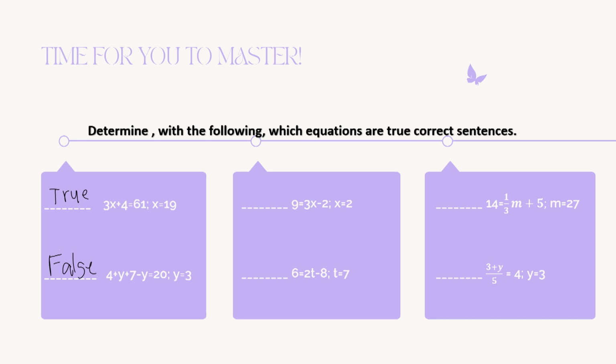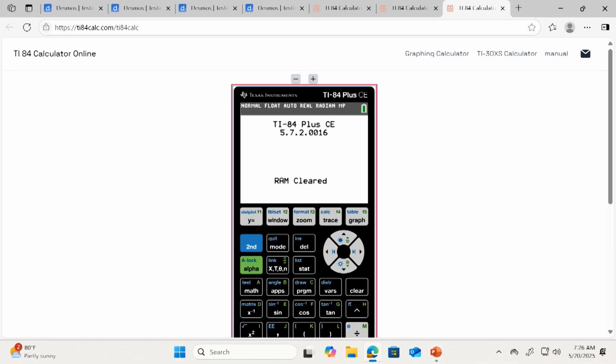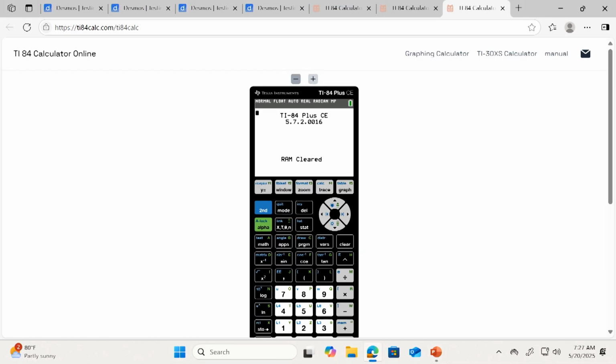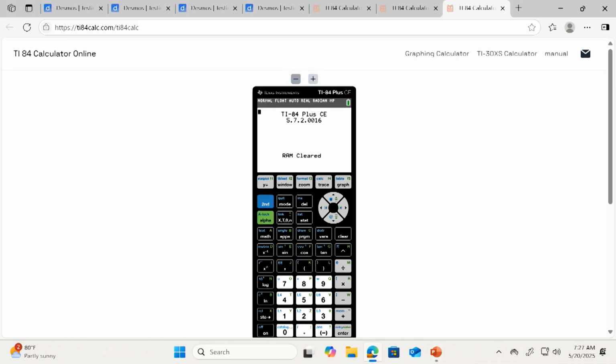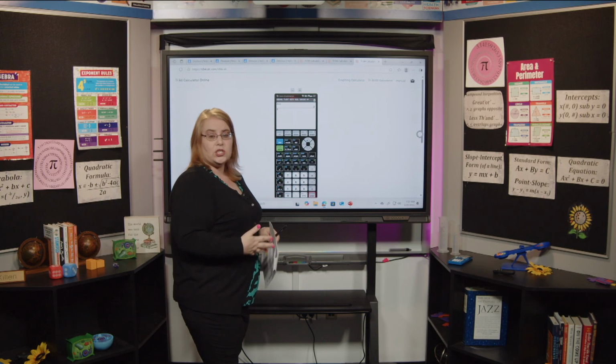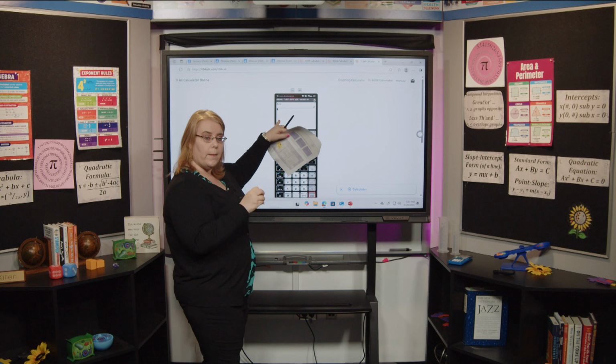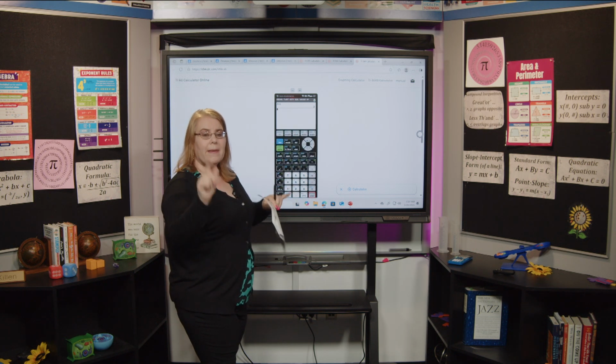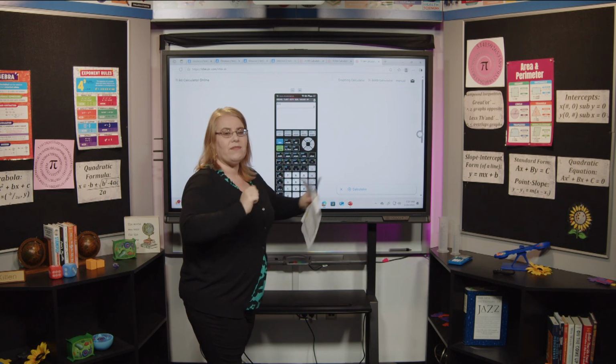All right, so let's look at the next one. 9 equals 3x minus 2, where x equals 2. So I'm going to pull up that calculator. I'm going to tell my calculator everywhere I see my variable is going to equal 2. So 2 store x, enter. You have to press enter to say I'm finished telling you what to do. So always make sure once you put your number, the store, the variable, make sure you press enter to say I am finished with the command.